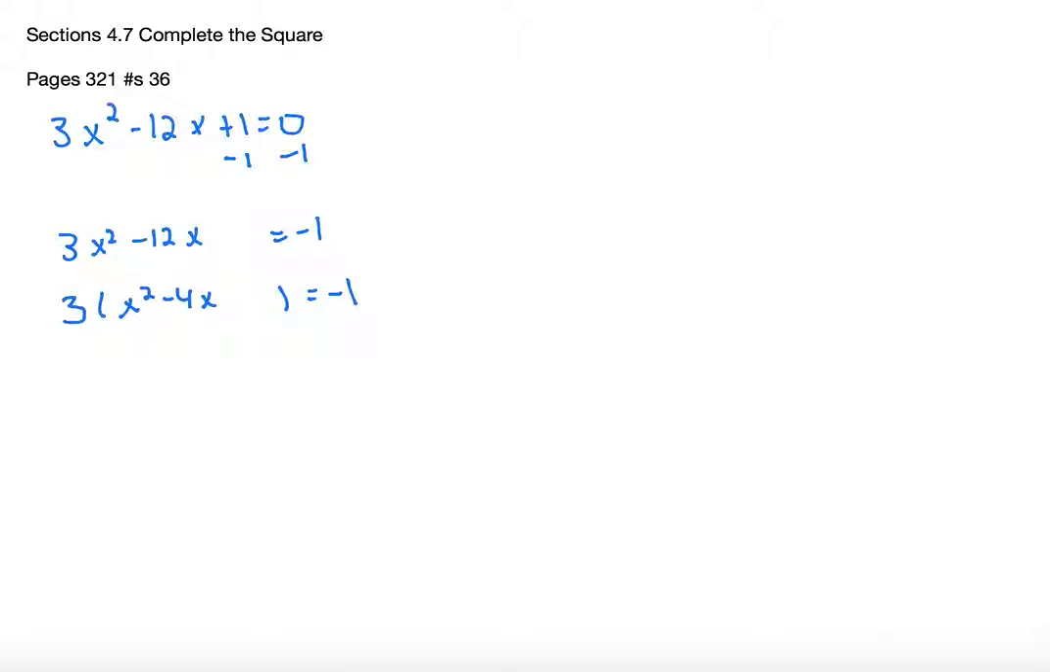Now, we need to add a number to complete the square. So we need to add a number here, and we're going to need to add a number over here to fix what we just did. Now remember, the number that goes here is always going to be half the middle term squared. So when we do that, we get negative 2 squared, which is 4. So that's the number that goes there. Now be careful. Did I really just add 4? No, I added 3 times 4 on this side, so that's why I've got to add 12 on that side.